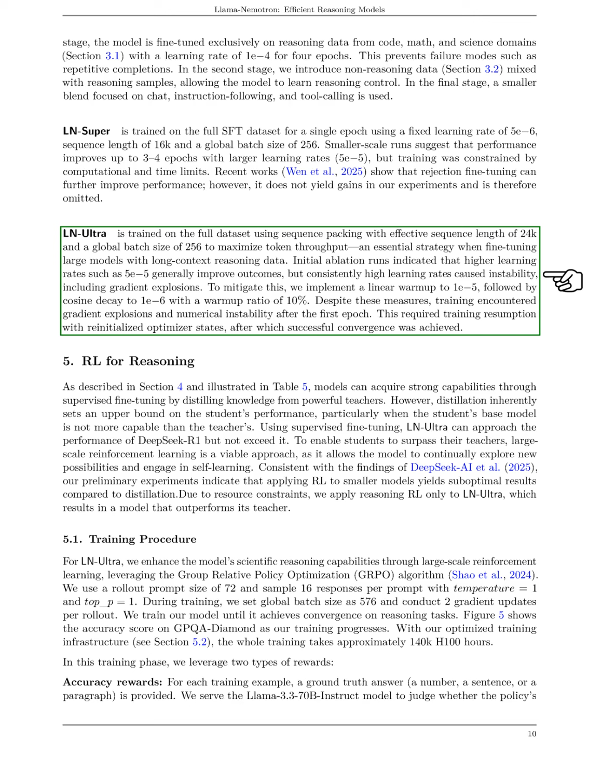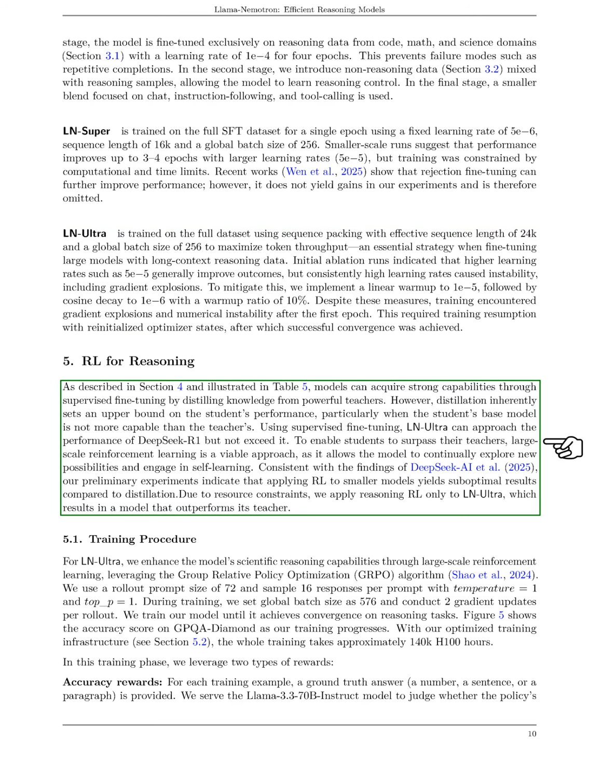Section RL for Reasoning. In this section, we discuss how models can develop strong abilities through supervised fine-tuning by learning from effective teachers. However, we recognize that this method limits the student's potential, especially if the student's base model is less capable than the teacher's. For instance, while LN Ultra can nearly match the performance of DeepSeek R1, it cannot surpass it. To help students exceed their teachers, we find that large-scale reinforcement learning, RL, is a promising method, as it allows for ongoing exploration and self-learning.